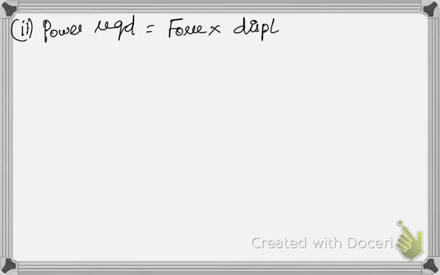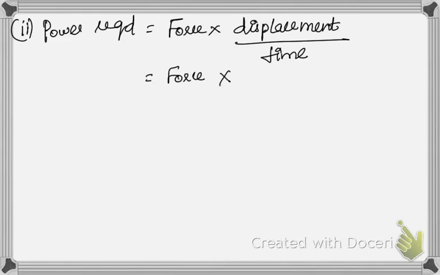We are going to the second part, that is power required. Power required is nothing but force into displacement by time. So that is the power required formula. What is displacement? Displacement simply we can take it as distance by time. Distance by time is nothing but velocity. So force into velocity. So power required will be equal to force into velocity.